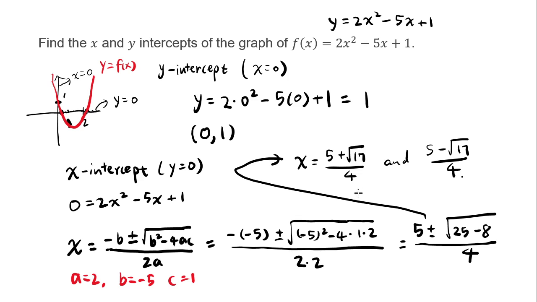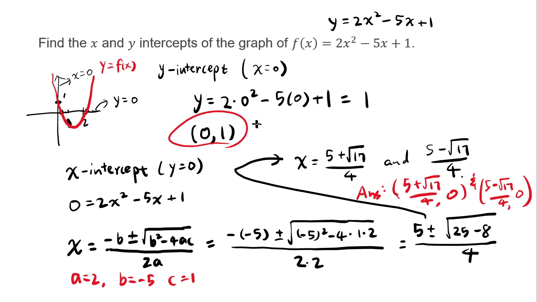Okay, so what's the answer in this case? In this case, the answer should really be written as coordinates. So you have to write down (5 plus square root of 17 over 4, 0), and also (5 minus square root of 17 over 4, 0). Okay, I could barely fit that in there. But these are the 2 points, and here's another answer. So you have 3 points, 1 y-intercept and 2 x-intercepts.